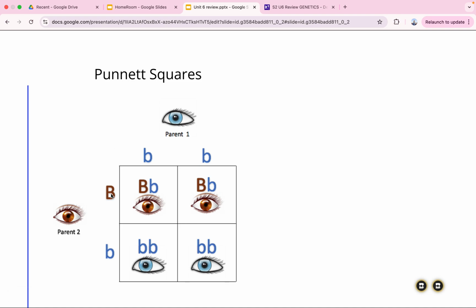Then it's kind of like multiplication here. You go square by square. So in that first square, there's a big B, little b. Second square, big B, little b. On the bottom, we have two little b's. And then in the bottom right, we have two little b's again. So a child of this parent combination has a 50% chance of having blue eyes expressed.